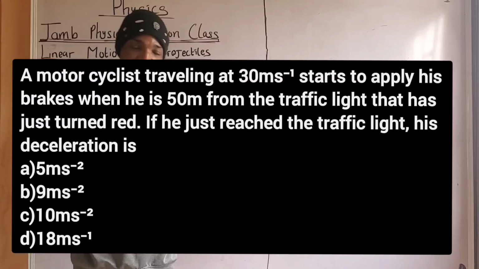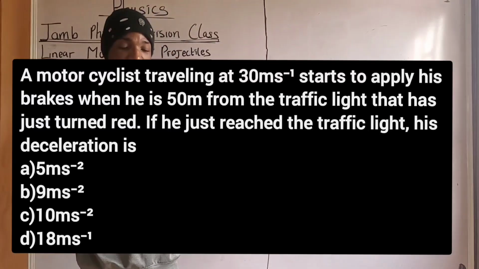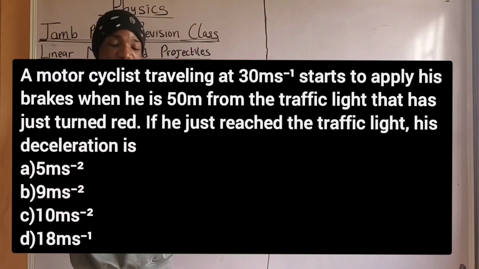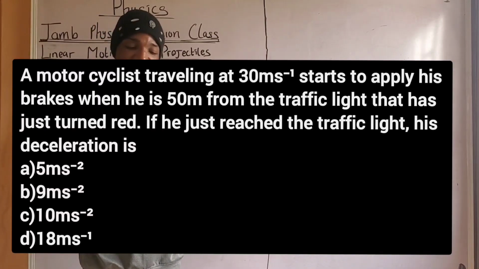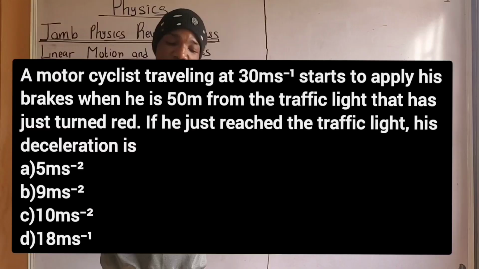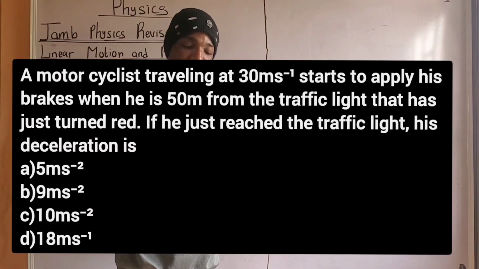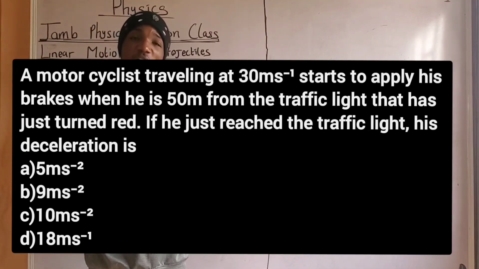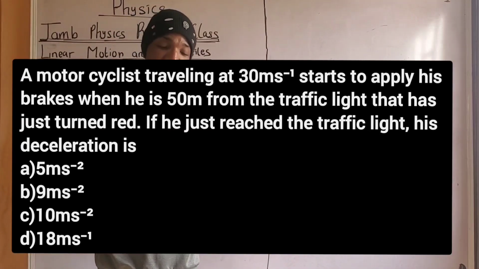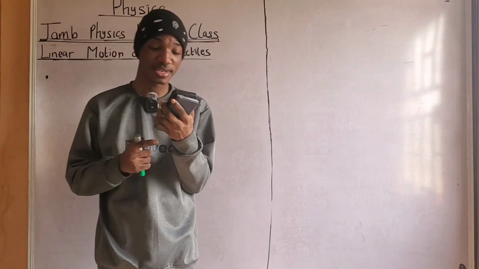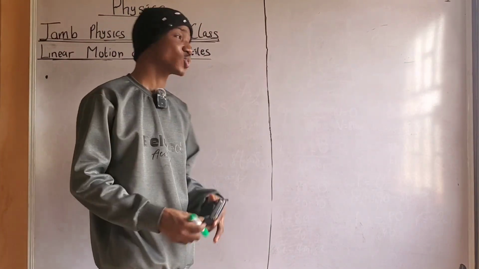Okay, let me dictate the question again. A motorcyclist traveling at 30 meters per second starts to apply his brakes when he is 50 meters from the traffic light that has just turned red. If he just reached the traffic light, his deceleration is A, 5 meters per second squared, B, 9 meters per second squared, C, 10 meters per second squared, D, 18 meters per second squared.